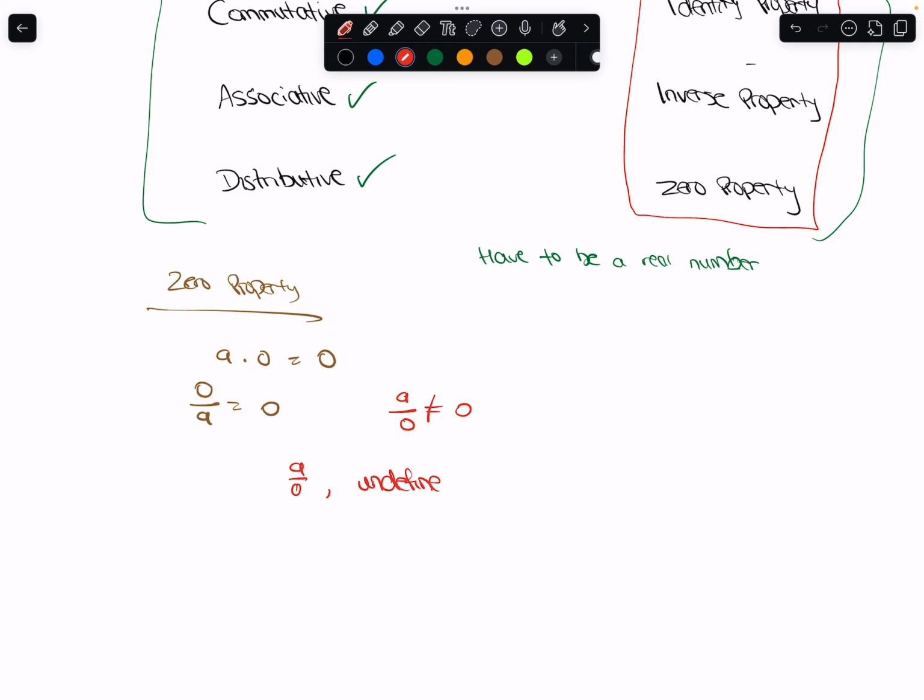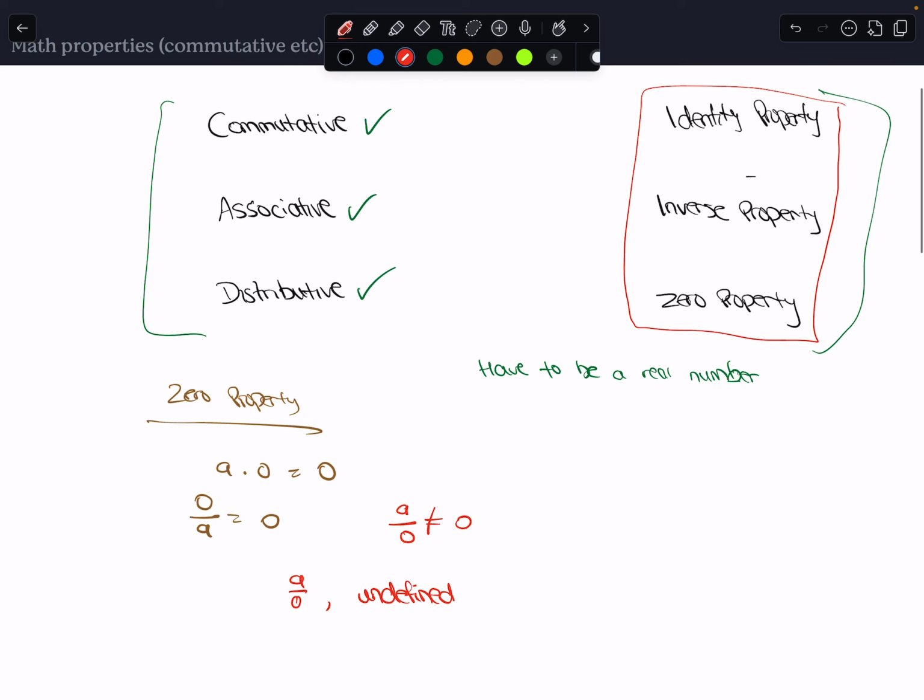Because no number should be over 0. Any number over 0 is automatically undefined. 0 over the number will give you 0. A real number divided by 0 gives you undefined. That's it, guys. So that's the quick summary for commutative, associative, distributive, and we discussed in this section the identity, inverse, and the 0 property.